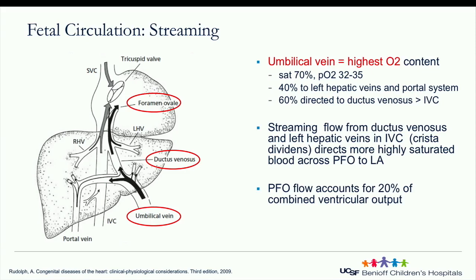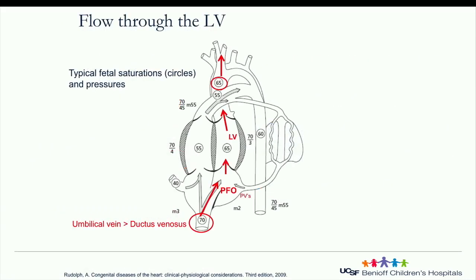About 40% of the UVC blood is delivered to the left hepatic veins in the portal system, but most of the UVC blood, about 60%, is going to bypass the liver via the ductus venosus. And this highly saturated blood is then going to be preferentially directed by the eustachian valve and the crista dividens across the PFO. Blood crossing the PFO combines with the blood returning from the pulmonary veins, and the net effect is delivery of highly saturated blood to the coronary and cerebral circulations.